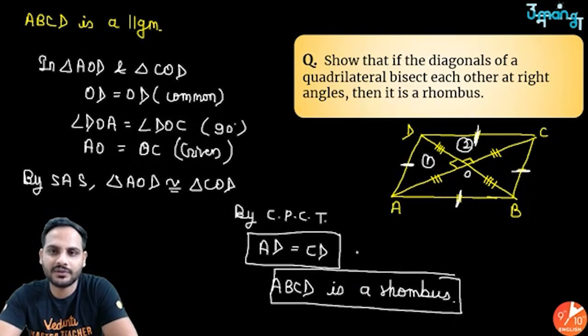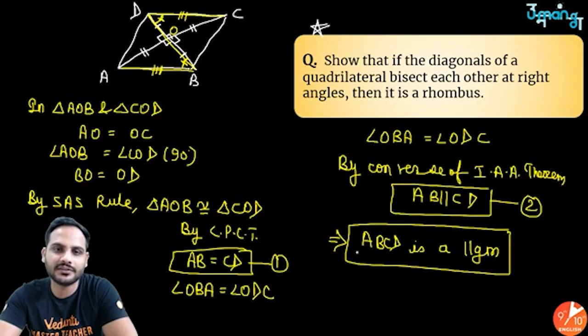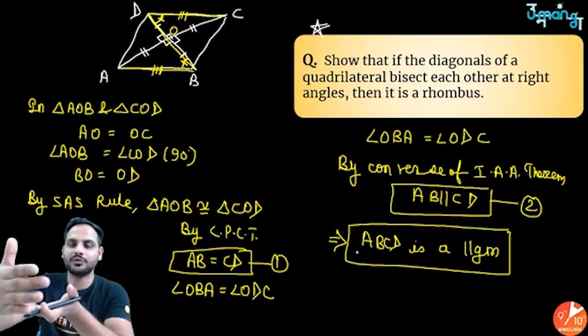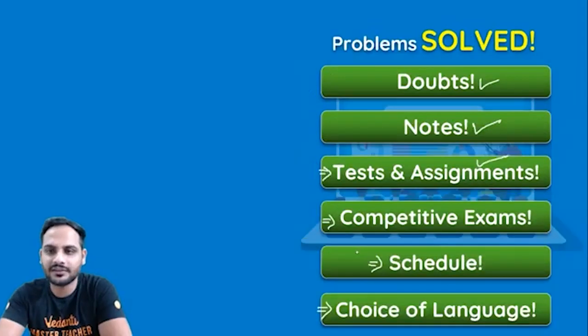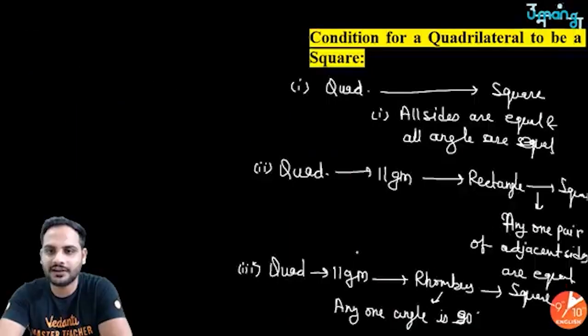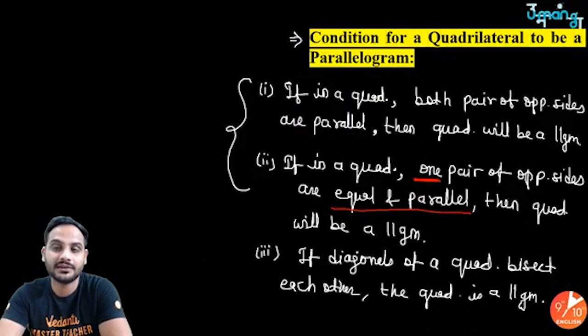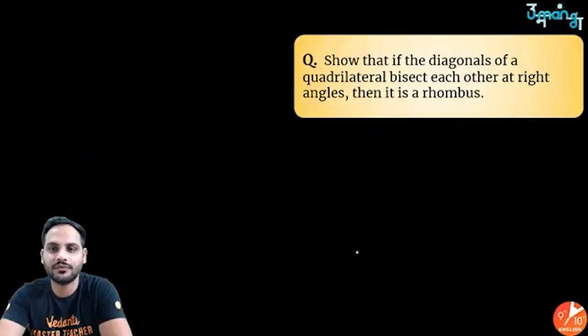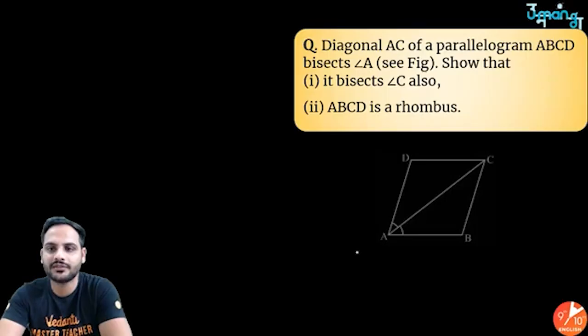It's a very important question from your NCERT. So do practice this question. First quadrilateral to parallelogram, then parallelogram to rhombus. So these things which I have started at the starting, jo conditions bataya beta, these are very important as you can see here. The conditions are very important. Got it? Let's go for the next question.